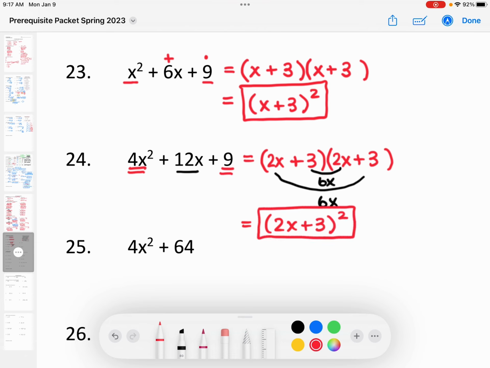So for these perfect square trinomials, it's a good one to know, but if you don't recognize it right away, you'll figure it out as you factor it the normal way.